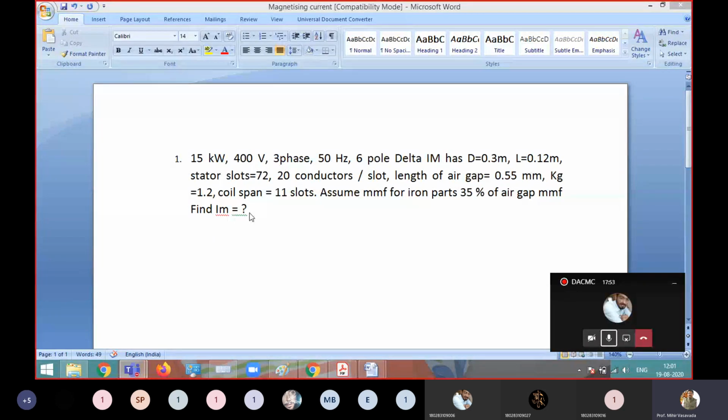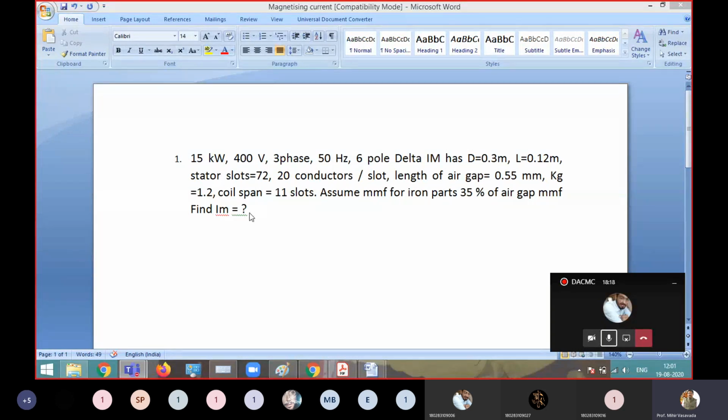It's a 15 kilowatt, 3-phase 400 volt, 6-pole delta connected induction motor, where stator dimensions D and L are given. The number of stator slots is given. The length of air gap is given. Kg, the gap contraction factor, is also given. The coil span is given as 11 slots.